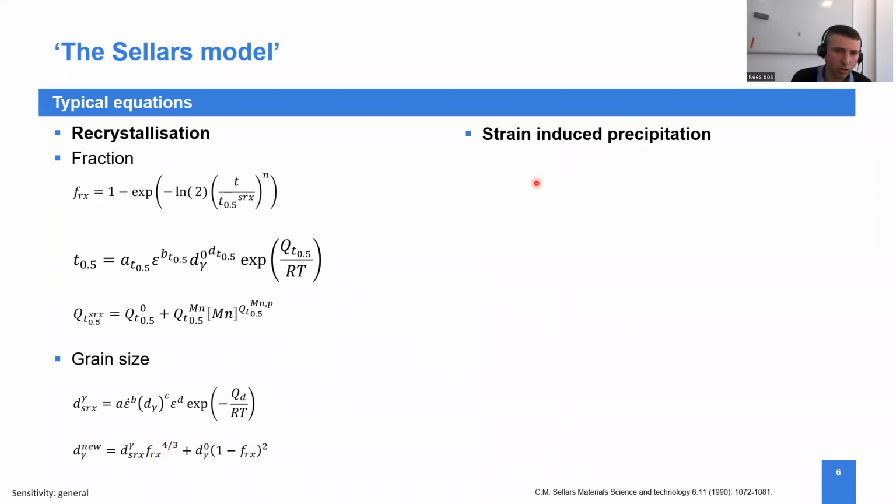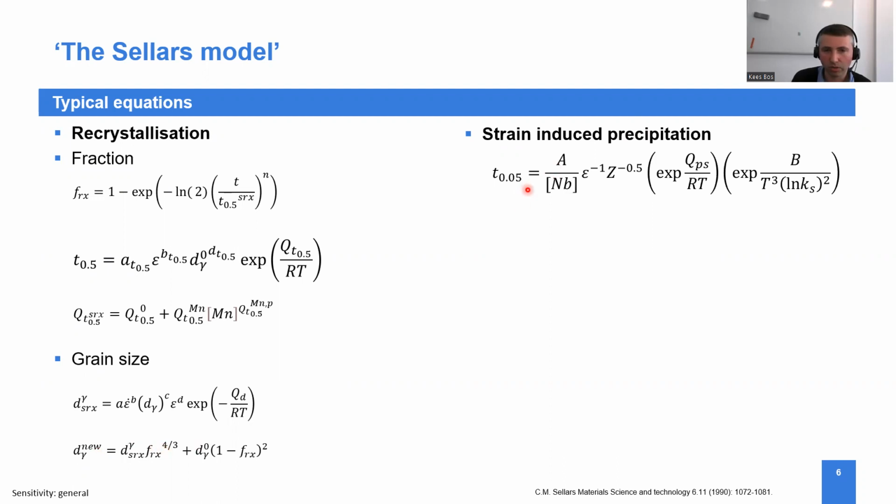And then if you look at strain-induced precipitation, you will see something similar. So this is the famous Sellars equation, which says that the time for precipitation to start, or 5% of precipitation, is a function again of the applied strain. In the Z, there's again the strain rate and the temperature included. We have an activation energy, and here you see the Ks, which is the niobium carbonitride solubility product, and of course you see the niobium concentration playing a role there directly as well.